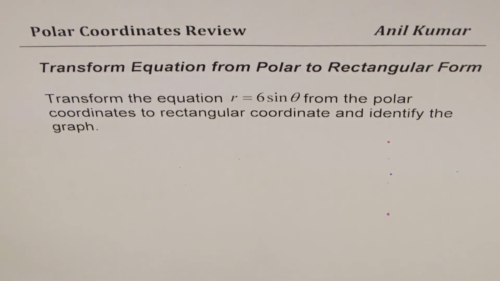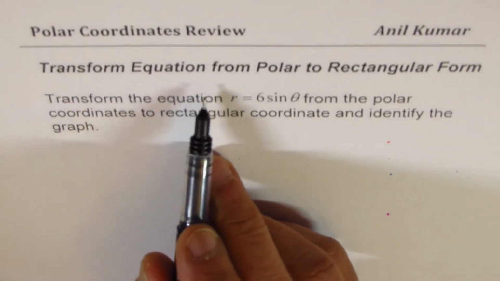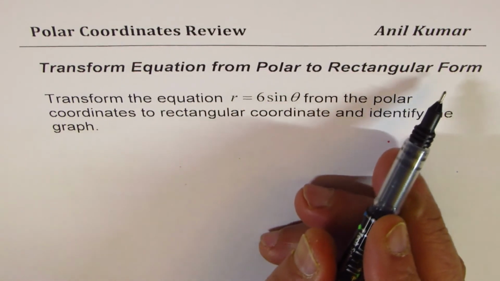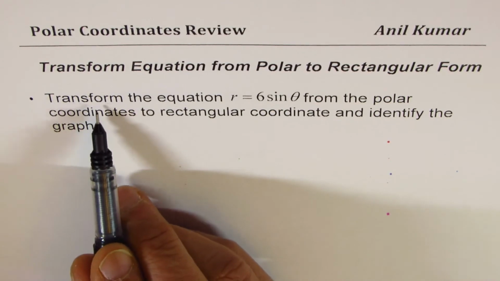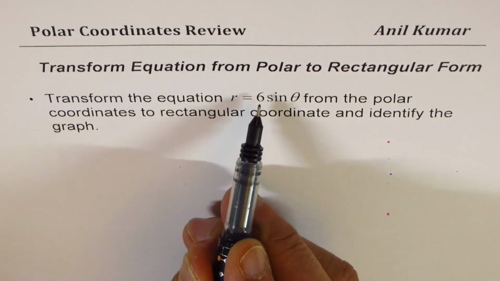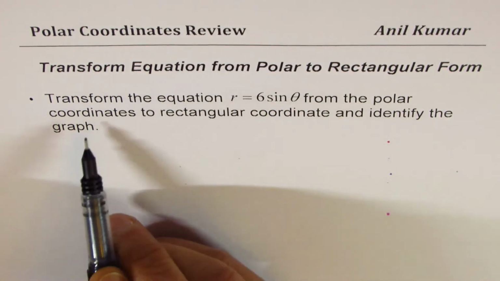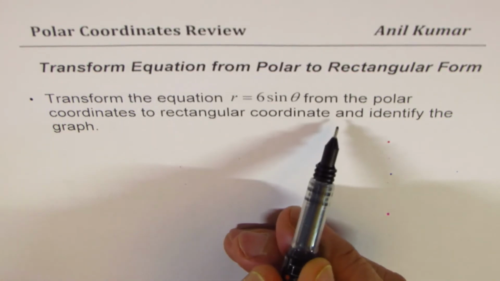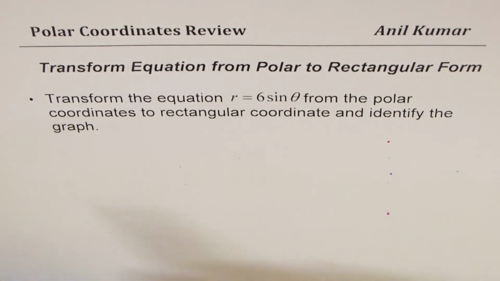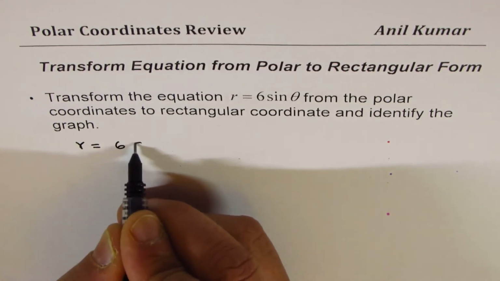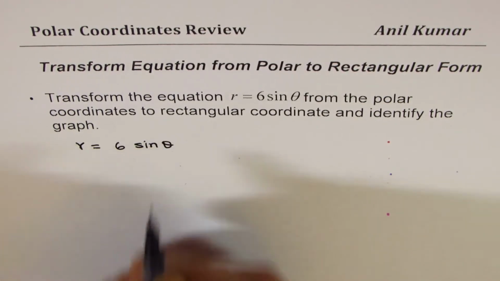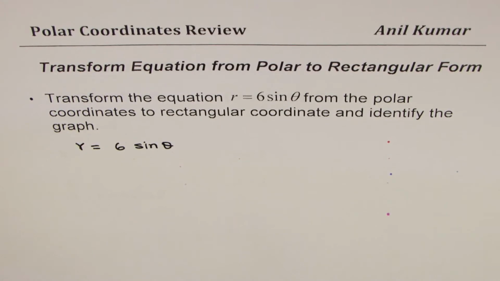The next example here is transform equations from polar to rectangular form. So we have a question here which says transform the equation r equals 6 sine theta from polar coordinates to rectangular coordinates and identify the graph. So we have the equation r equals 6 sine theta. You can pause the video, answer the question, and then look into my suggestions.